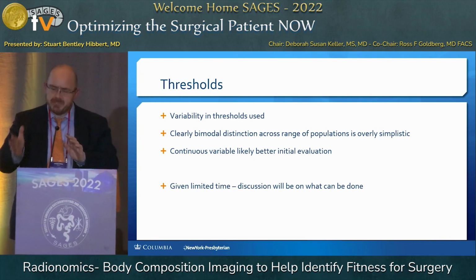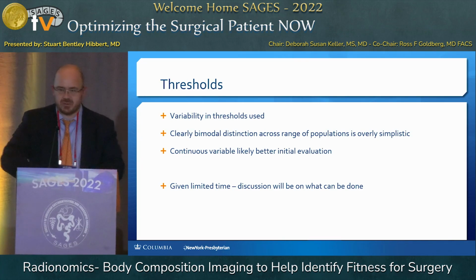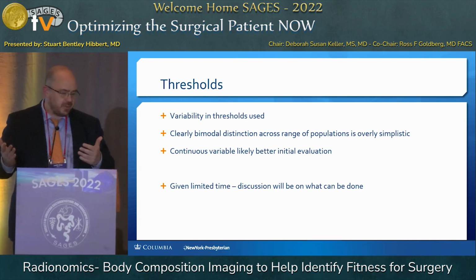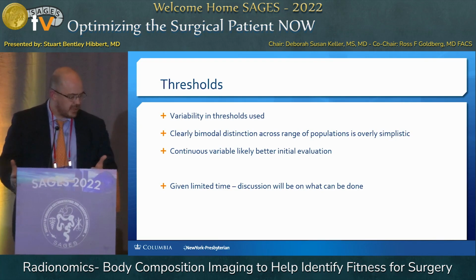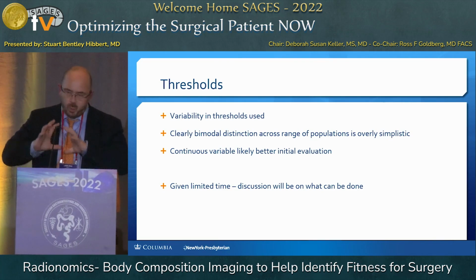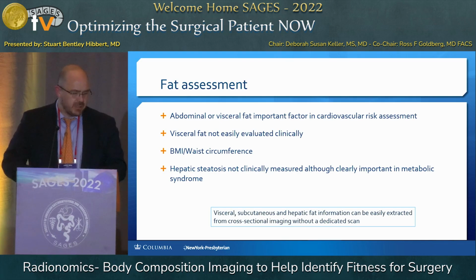Clearly, any bimodal distribution, where a person has too little muscle mass or too much fat, doesn't take into account cultural differences, gender differences, race differences, and all that type of stuff. So I will just discuss what we can get, and the actual parameters, I can happily email you some reference material as well. So fat assessment.